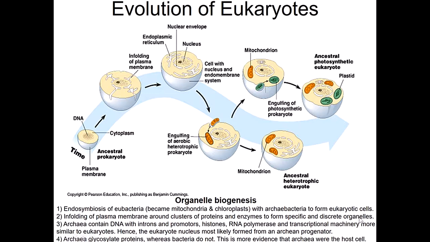Now, it turns out the archaean, that different type of prokaryote that I just mentioned, contains DNA with introns, promoters, histones, RNA polymerase, transcriptional machinery. It's more similar to eukaryotes. So because the archaea had that nuclear material similar to eukaryotes, we think it was the host, because it's similar to what our DNA has and functions, whereas the regular bacteria was the parasite that invaded into that archaean.